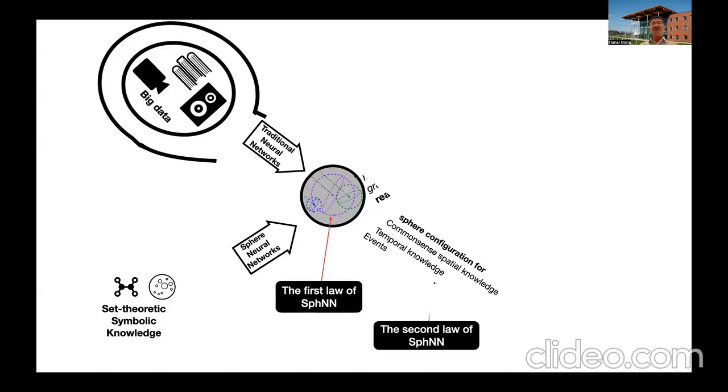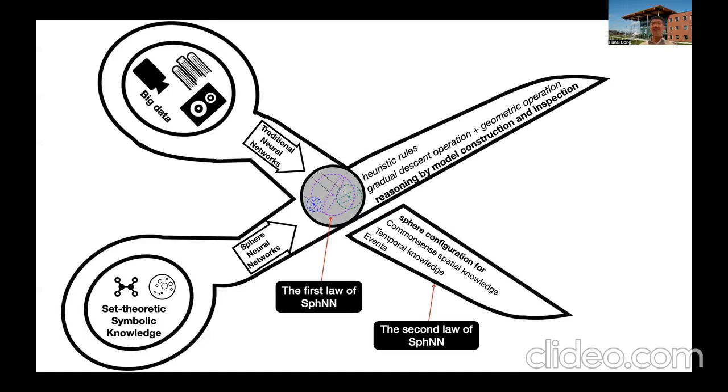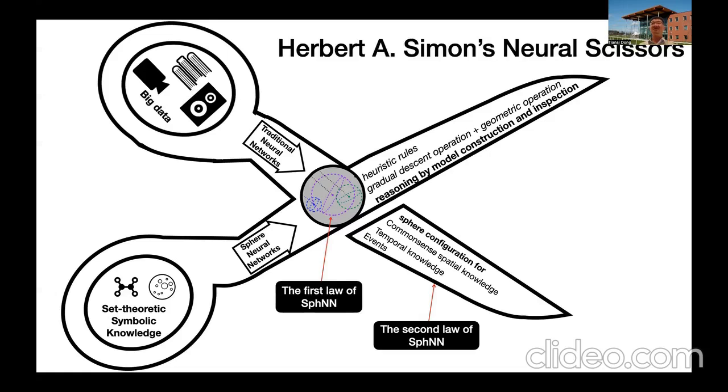In the next talk, I will talk about how to reason with the sphere neural network in recognizing home, wayfinding, and other ways. And this forms the thesis of Herbert Simon's neural thesis.